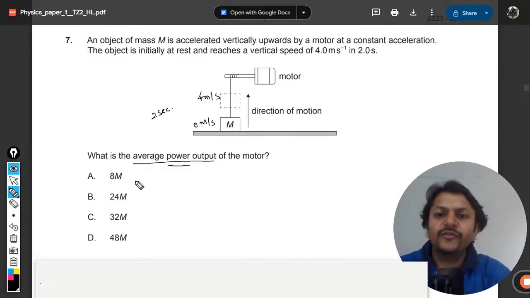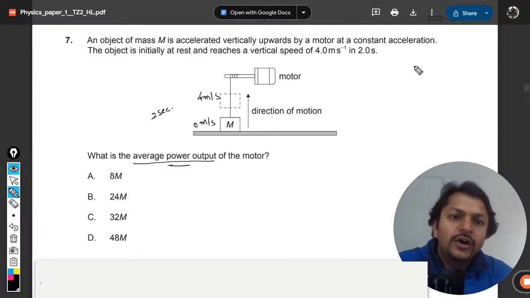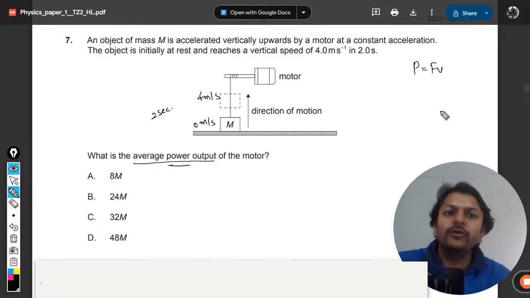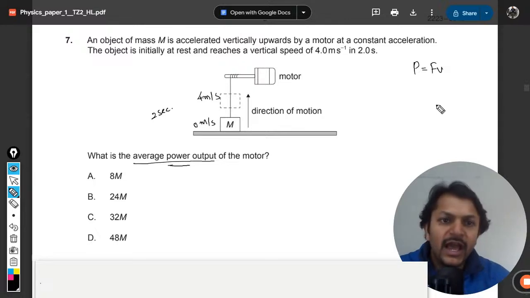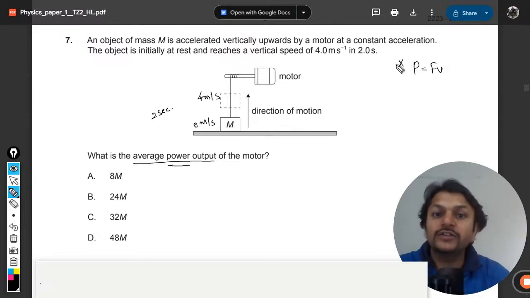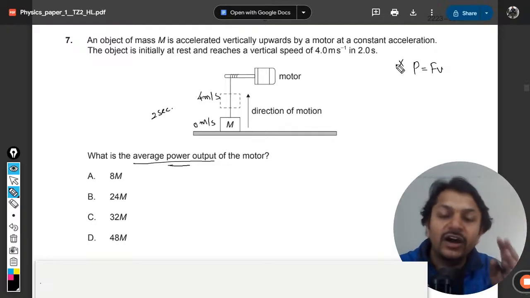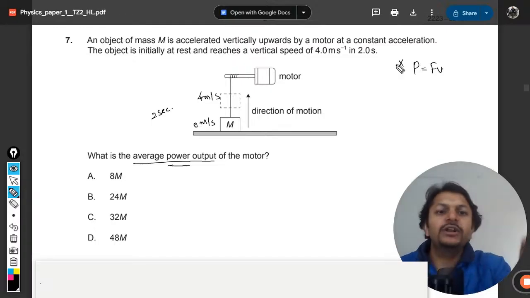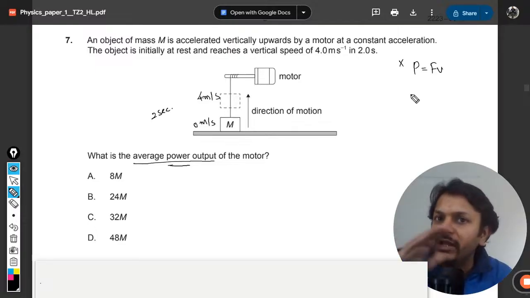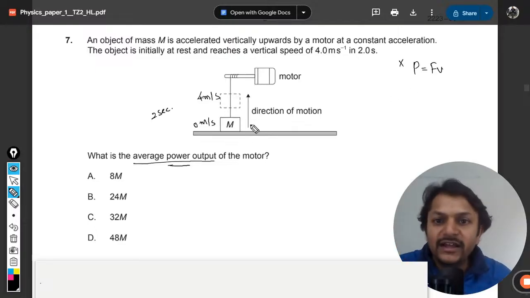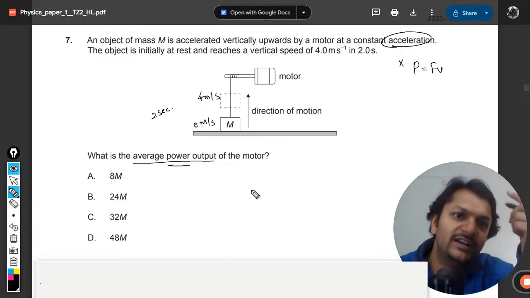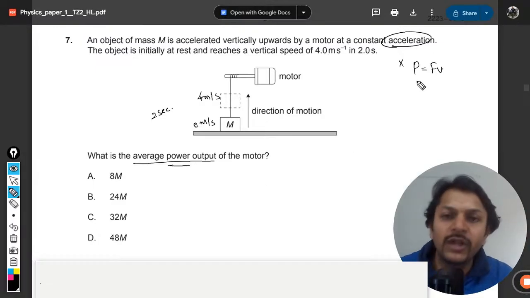So my dear student, first of all, whenever we think of power, the formula that comes into our mind is F into V. So we say that the power will be equal to F into V. But this formula is not valid in this scenario. This formula is derived under one condition, that the body is moving at a constant velocity. If the body is not moving at a constant velocity, this formula is not valid. We cannot apply this. And clearly in this case, the body is getting accelerated. If it is accelerated, the velocity is not constant, hence this formula is not valid.